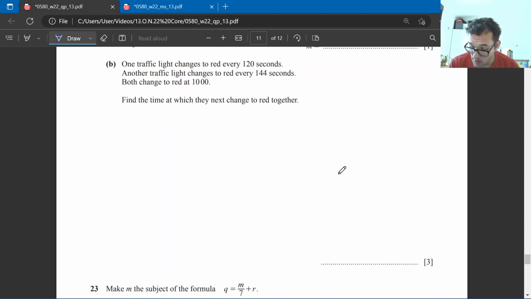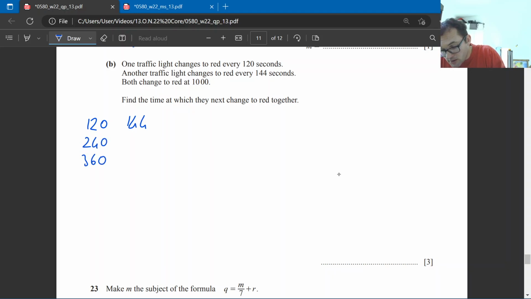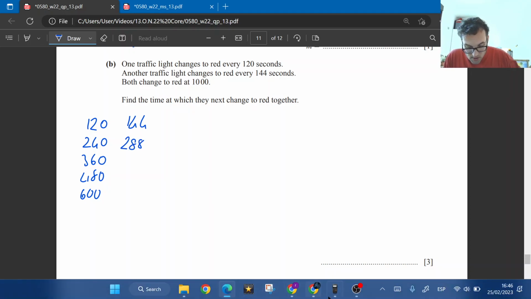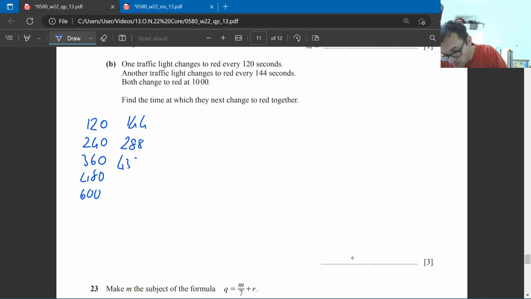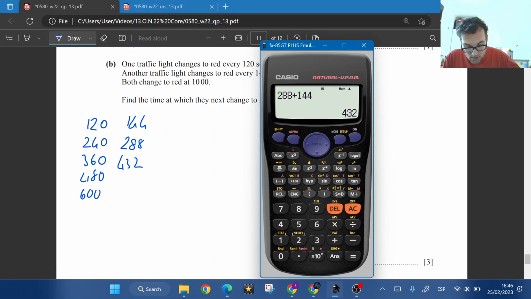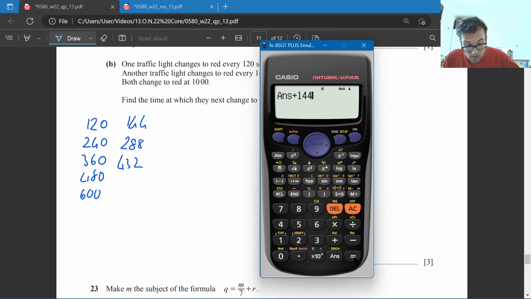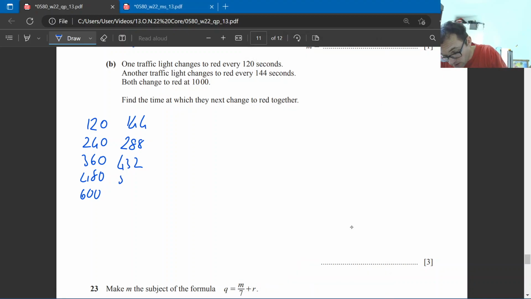There are many ways. Okay. You can write down the multiples. So that would be 240, 360, 480, 600, etc. This one has been a little bit harder, 288, and you add them up. It'll take you a while. You just add 432, and you just do that for a while. I don't know how long this is going to take you, but you'll get to the answer eventually.